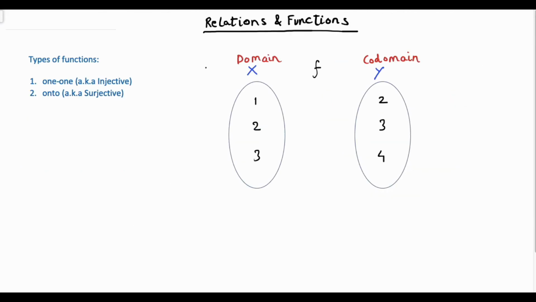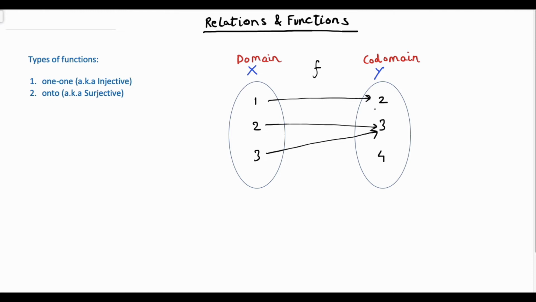Now let's talk about the different types of functions. First, the one-one, also known as the injective function. In a one-one function, every element of y has at most one connection. Let's say 1 is mapped to 2, 2 is mapped to 3, and 3 is mapped to 3 as well. Now this function is not one-one because 3 has two connections.